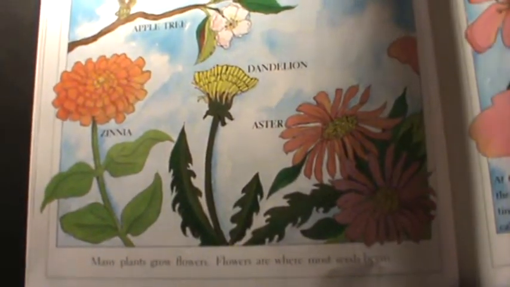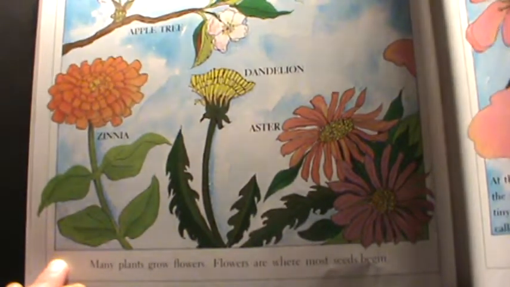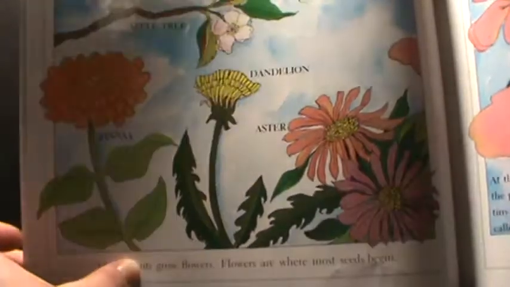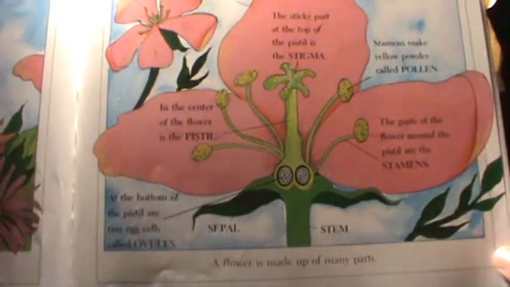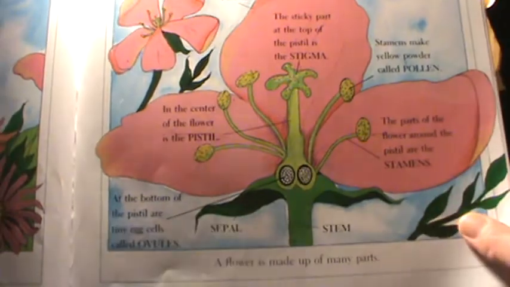Many plants grow flowers. Flowers are where most seeds begin. A flower is made up of many parts. So where do most seeds live inside of the plant? Right, they live inside the flower.